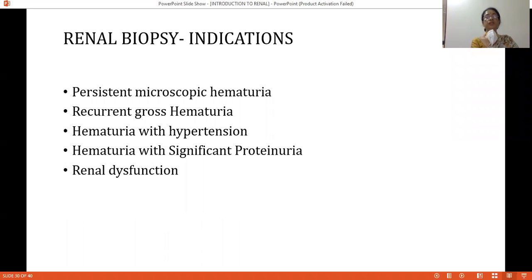So, indication of renal biopsy in case of persistent hematuria. Persistent microscopic hematuria means if it is more than 1 year. So we have to follow up that case up to 1 year. After 1 year also, if there is hematuria, you have to go for biopsy. Persistent microscopic hematuria, then recurrent gross hematuria, hematuria with hypertension, then hematuria with significant proteinuria and renal dysfunction.